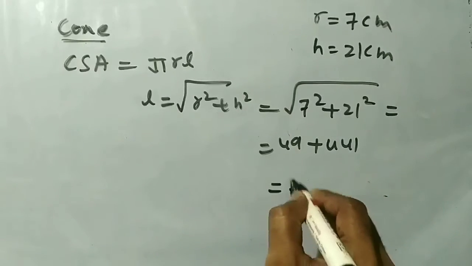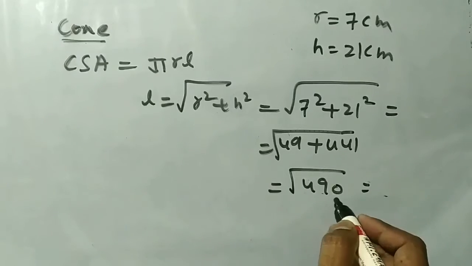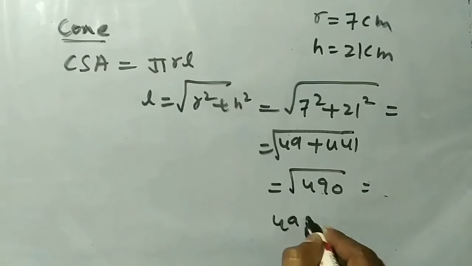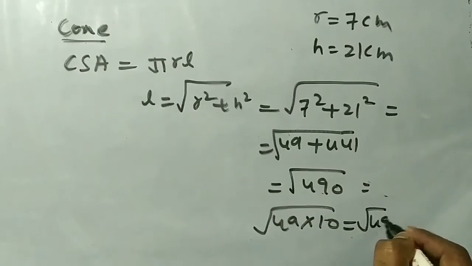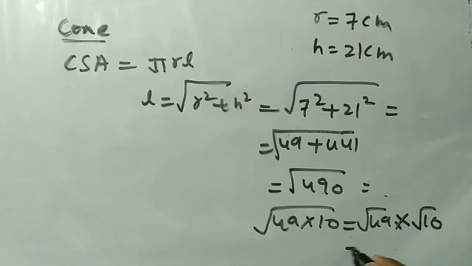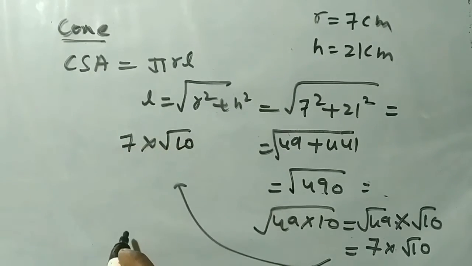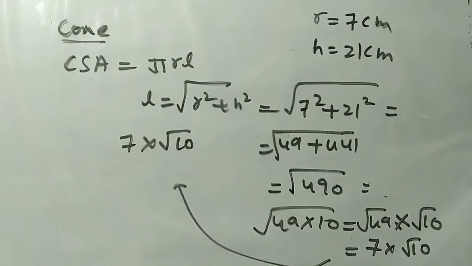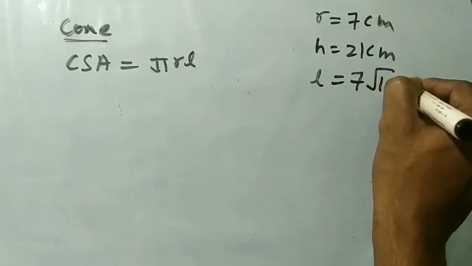Under root of 490 can be written as 49 into 10, under root of 49 into under root of 10, that is 7 into root 10. So 7 root 10 is the answer. We got L is equal to 7 root 10.